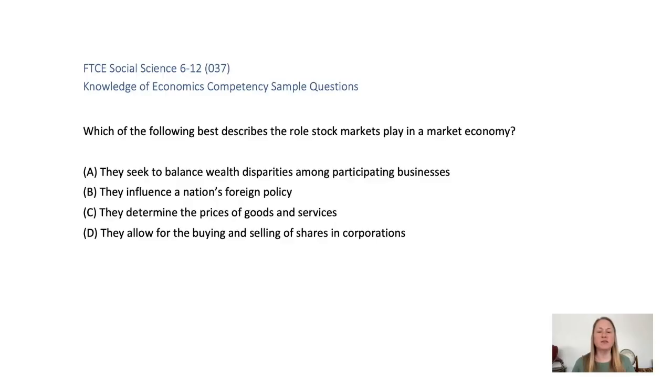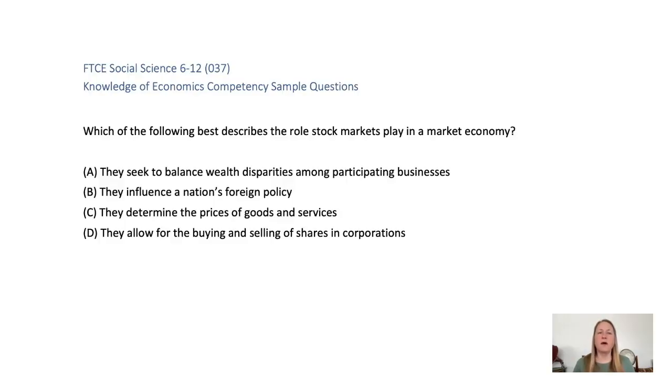Which of the following best describes the role stock markets play in a market economy? A. They seek to balance wealth disparities among participating businesses. B. They influence a nation's foreign policy. C. They determine the prices of goods and services. Or D. They allow for buying and selling of shares in corporations.